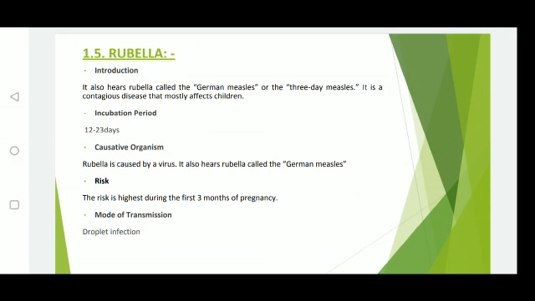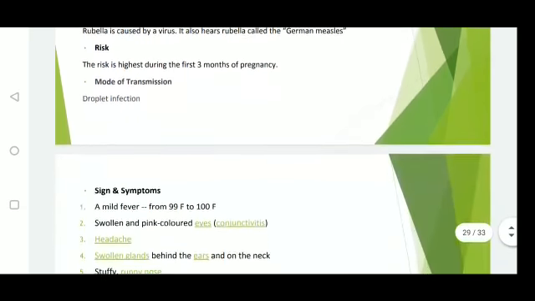The incubation period may be 12 days to 23 days. The causative organism is a virus, the German measles virus. It carries more risk for women in the first trimester of pregnancy, that is the first 3 months. It is very high risk for pregnant mothers. The mode of transmission is droplet infection.